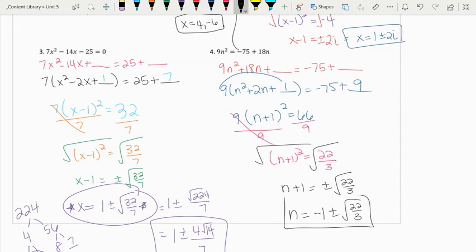And again, this is fine, but if you reduce that, you would end up getting negative 1 plus or minus the square root of 66 over 3. And 66 can't be broken down, so you would leave it.